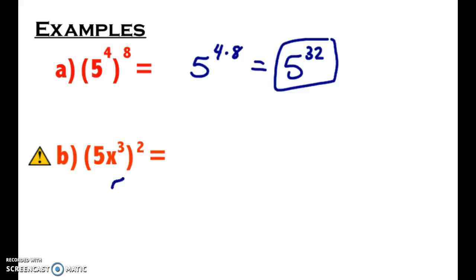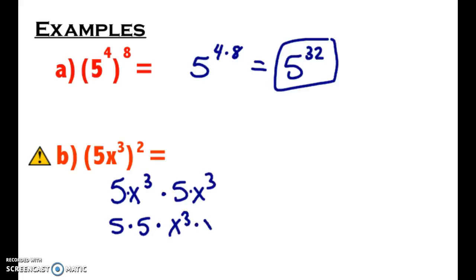This means 5x cubed times 5x cubed. And remember that when we're dealing with multiplication here, these are all multiplying. I could put extra dots in there if that helps me to organize. And since multiplication is commutative, I can reorder this in any way that I want. So I could have 5 times 5 times x cubed times x cubed. So really what's happening here, 5 times 5 is 25, and x cubed times x cubed is x to the 6th. So this actually simplifies to 25x to the 6th.